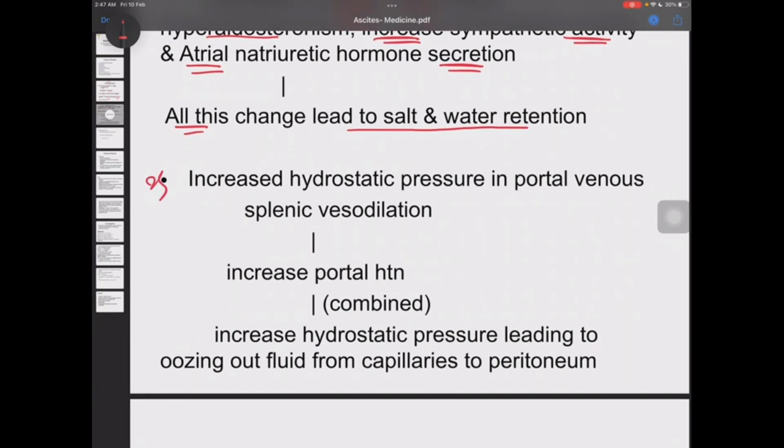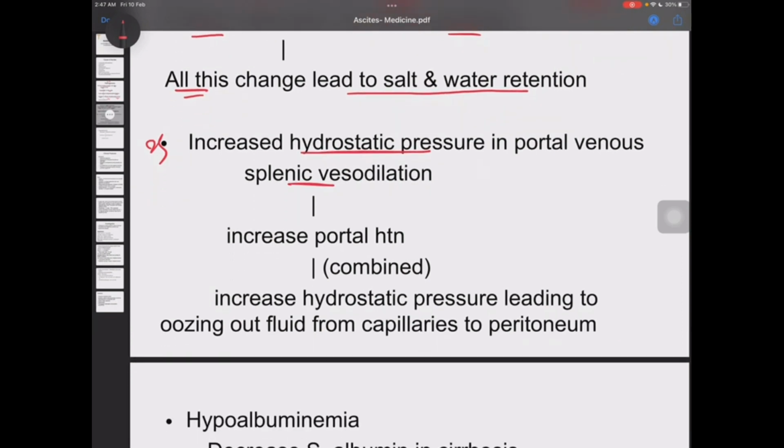And second is increased hydrostatic pressure in the portal venous system. Splenic vasodilation causes increased portal hypertension, and increased hydrostatic pressure leads to oozing out of blood from the capillary into the peritoneum.